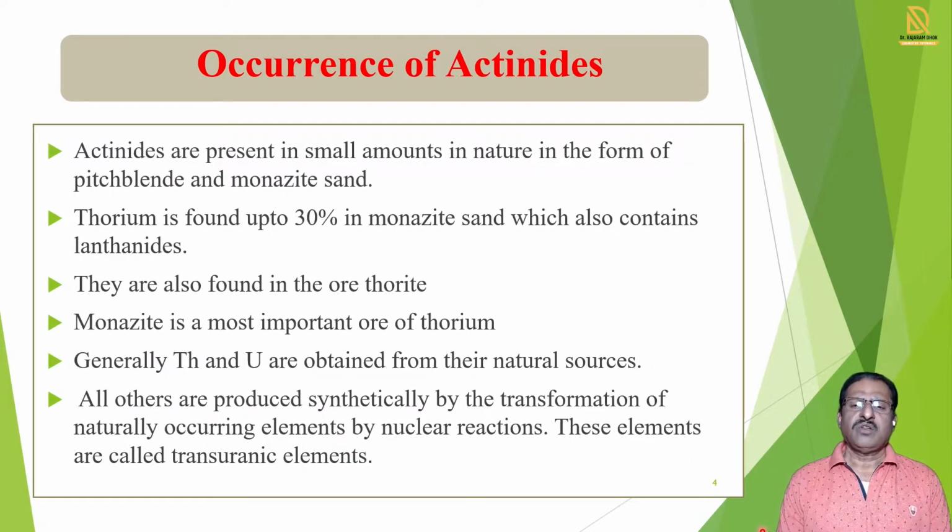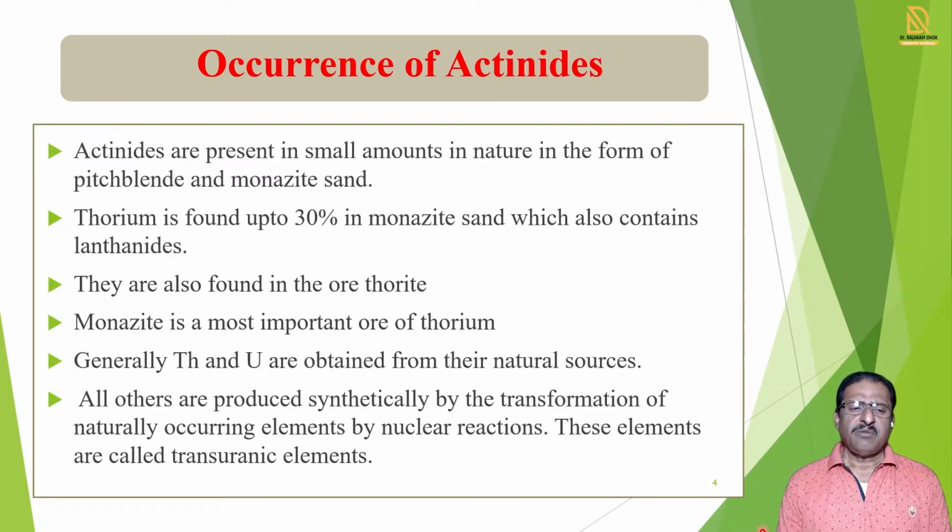Now we see the occurrence of actinides. Actinides are present in small amounts in nature in the form of pitchblende and monazite sand ore. So pitchblende and monazite sand are the two main ores in which these actinide elements are present in small quantity.